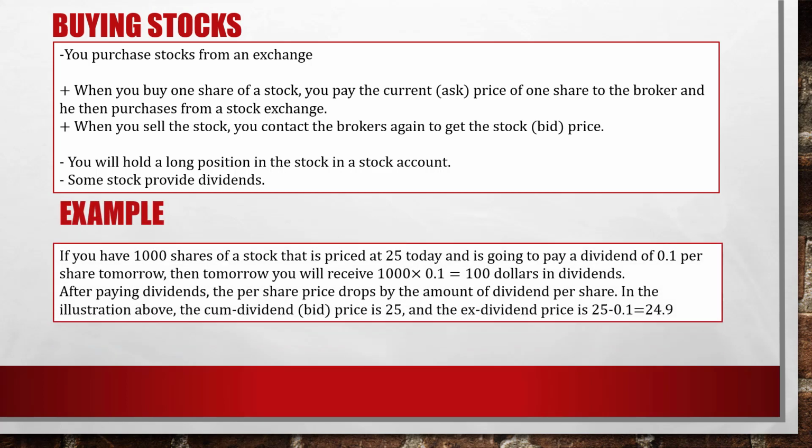For example, if you have 1,000 shares of a stock that is priced at 25 today, and it is going to pay a dividend of 0.1 per share tomorrow, then tomorrow you will receive 1,000 times 0.1, which is $100 in dividends. After paying the dividends, the per share price drops by the amount of dividend per share. In the illustration above, the cum-dividend price is 25 and the ex-dividend price is 25 subtract 0.1, which is 24.9.